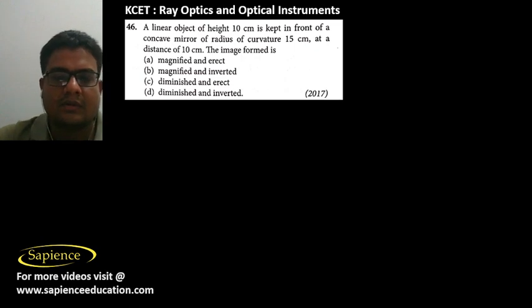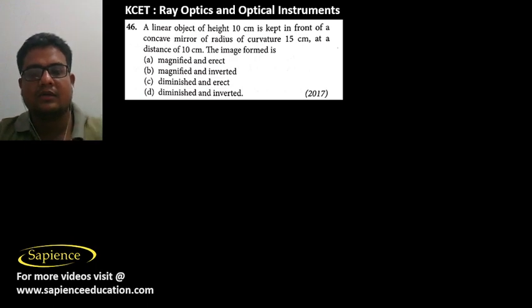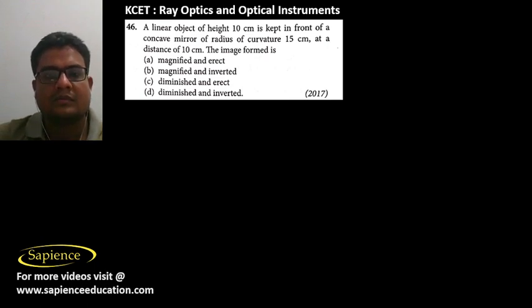So then question number 46, it is told that a linear object of height 10 cm is kept in front of a concave mirror of radius of curvature 15 cm at a distance of 10 cm.